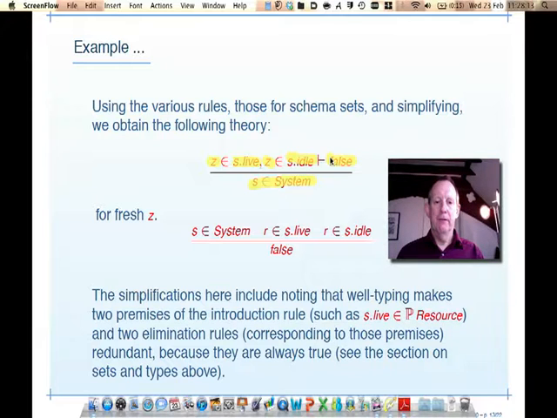What do we have in the case of the elimination rule? Well, if we know that something is a system, if we know that S is a system, a reasonable state of the system, then if r is a resource in the live set and r is also a resource in the idle set, then this is a contradiction. So there's our little theory. The only thing we've got to be a little bit careful about in that theory is that there is a universal quantification introduction implicated here, so these z's here must be fresh.